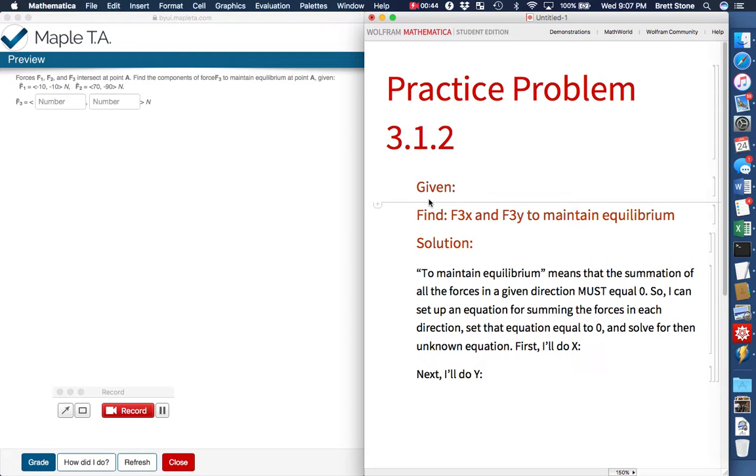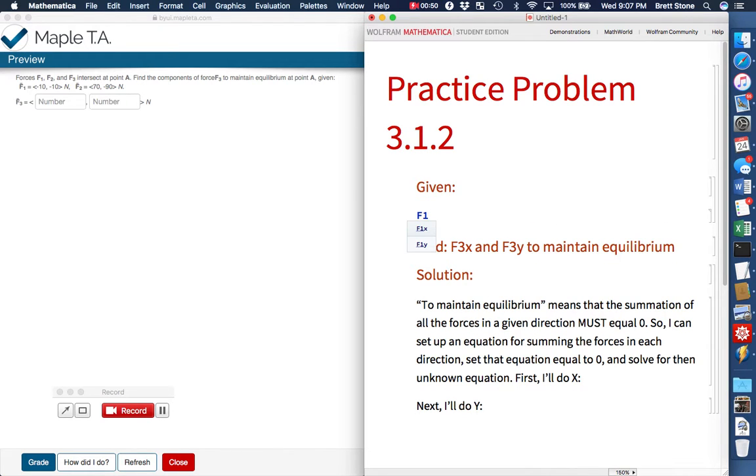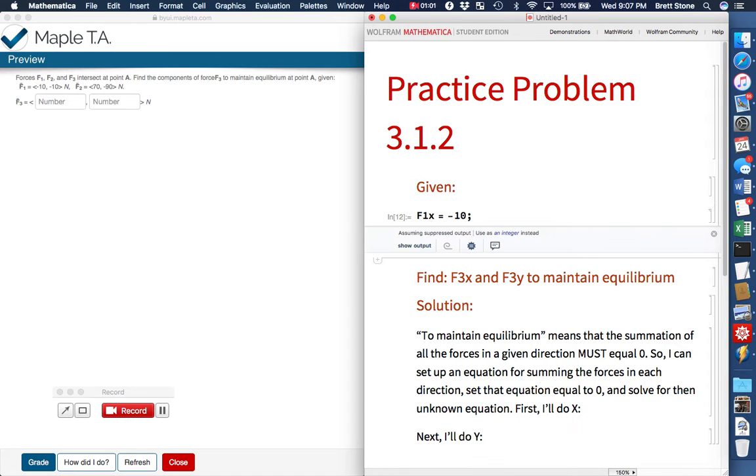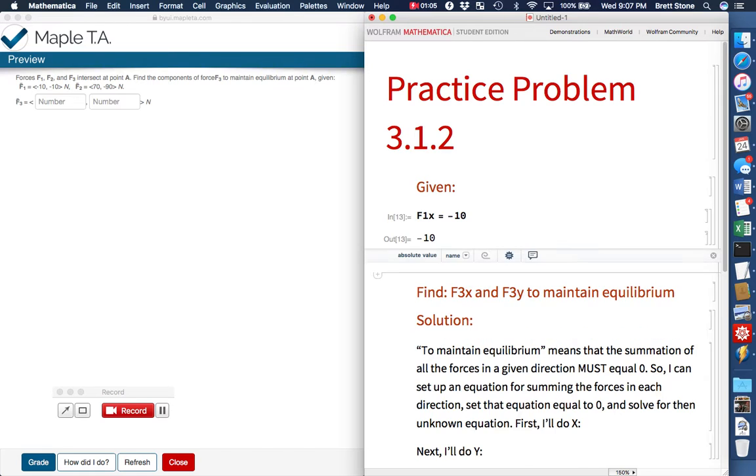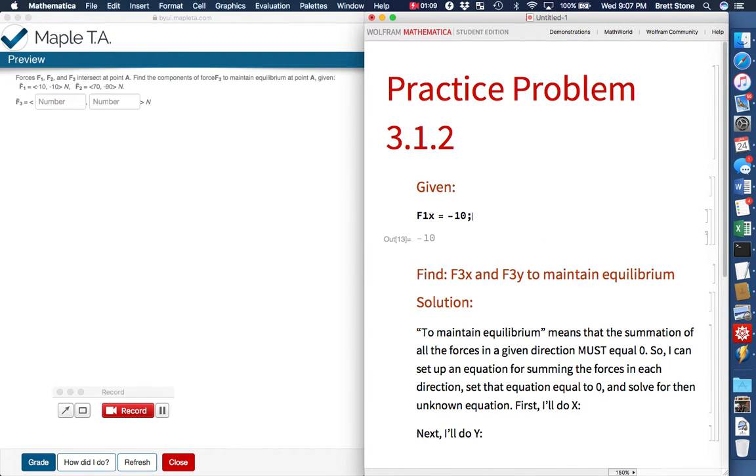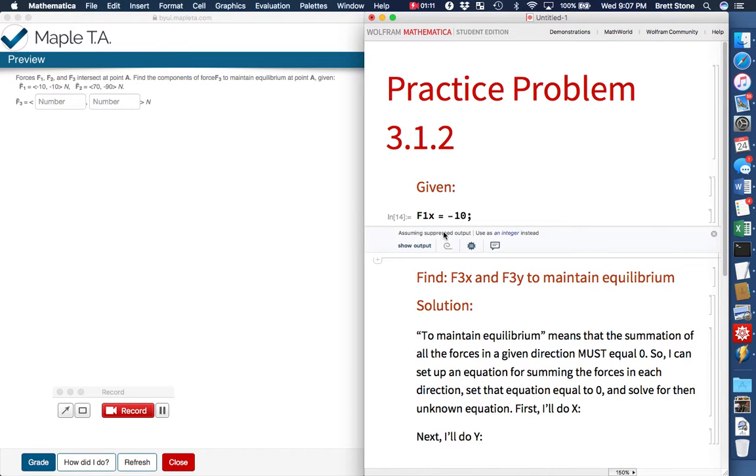To make a variable in Mathematica, we'll just name the variable first. So we'll say F1x, and set it equal to -10. And then I'll put the semicolon to suppress the output. If I don't put the semicolon, this is what it looks like. If I hit Shift Enter now, then it outputs that. So if I don't want to see that every time, then I just put semicolon and then Shift Enter, and it evaluates. So I have F1x defined.